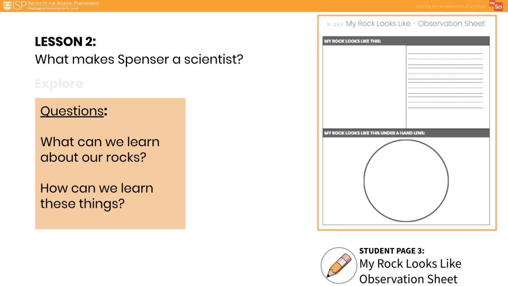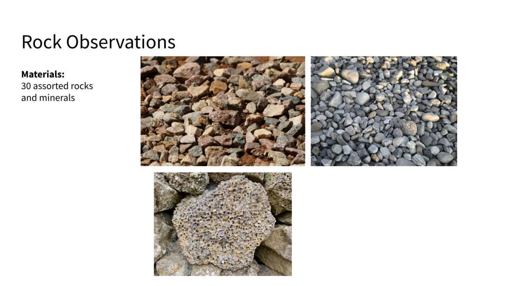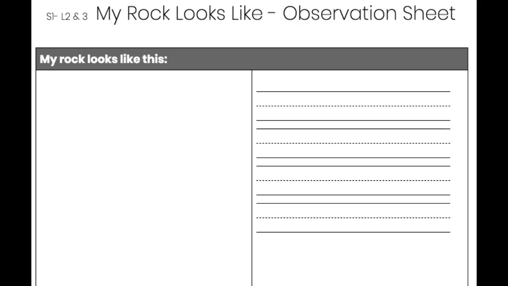In the Explore portion of this lesson, students are going to make observations about rocks. You will find 30 assorted rocks and minerals in your kit, but students can also bring these rocks from home. In the student journal, you will find the page My Rock Looks Like observation sheet. Have students draw a model of their rock on the top part of this page. It may be helpful to draw a model in front of the whole class before students start doing this individually.